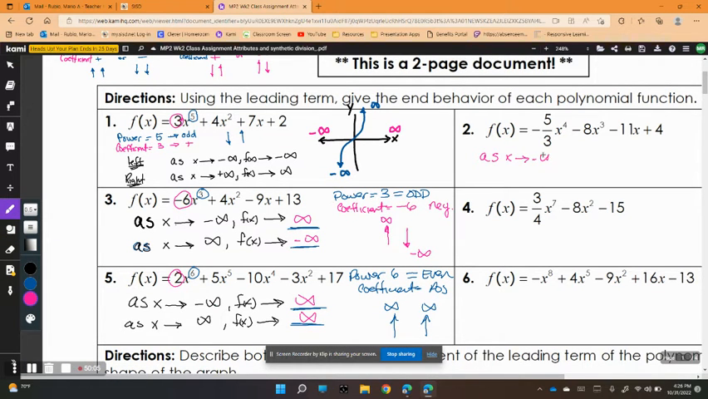As x approaches negative infinity, f of x approaches something, and you need to fill in the blank. Okay, so I think you get the idea. Please finish the rest using the power and the leading coefficient to figure out the end behavior.